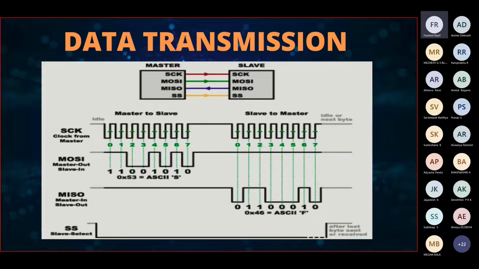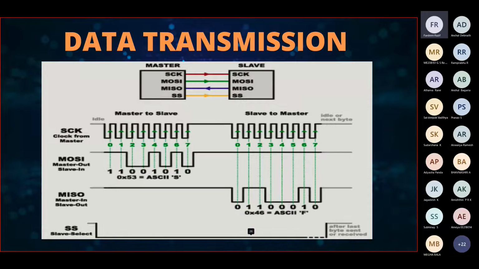Also at the bottom, you can see the slave select line. The slave select and the chip select are the same line itself. This is just a different way of saying it. And you can see that it's low the entire time the data transmission happens; this slave select line is low.